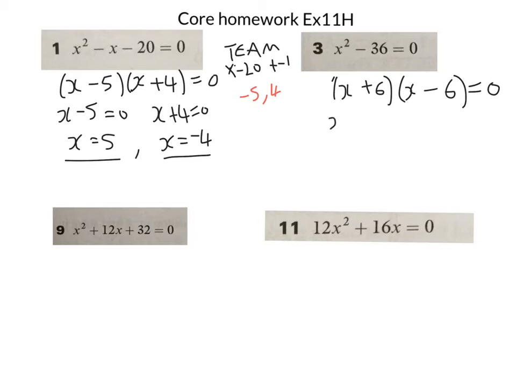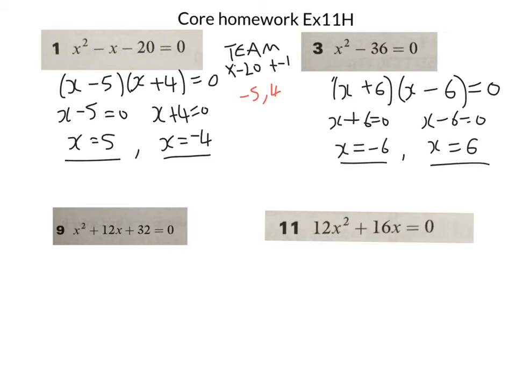Then, either the first bracket is 0, in which case x plus 6 is 0, or the second bracket is 0, x minus 6 is 0. If you take on the first one, if you take 6 off both sides, x would be minus 6. On the second one, if you add 6 to both sides, you get x equals 6.